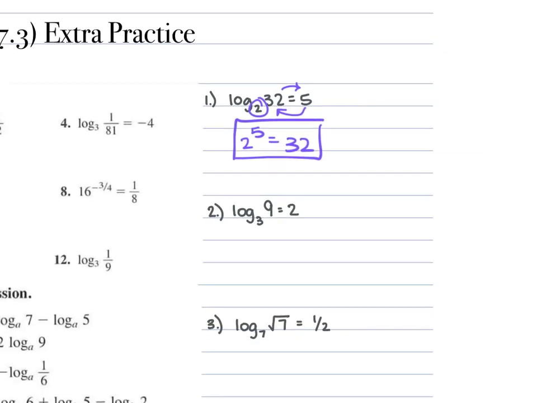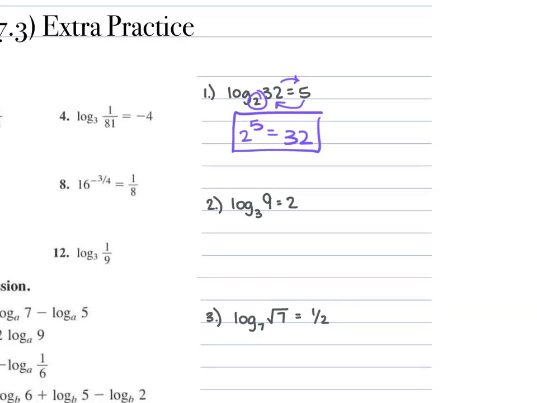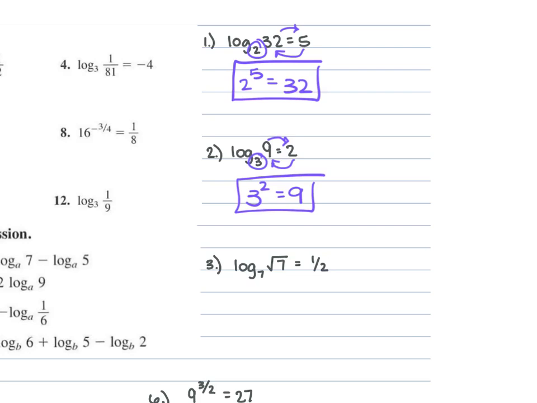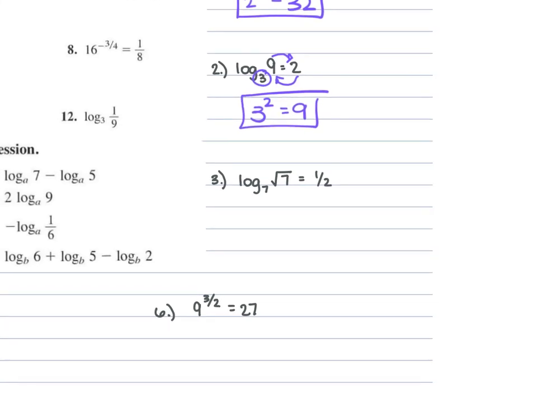For number 2, we have log 3 of 9 is equal to 2. So again, that 3 is going to become the whole number, and the 9 and 2 are going to work clockwise to give you 3 squared is equal to 9. For 3, you have log 7 of the square root of 7 is equal to 1/2. So again, the base of 7 becomes your whole number, the square root of 7 and that 1/2 are going to work clockwise to switch places, and it's going to be 7 to the 1/2 power is equal to the square root of 7.